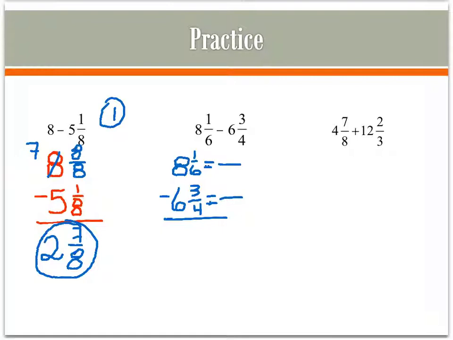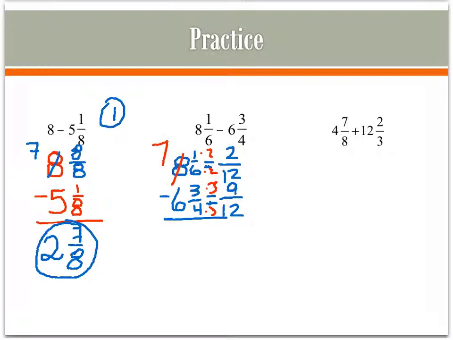Common denominator of 6 and 4 would be 12. 4 times 3 is 12, so 3 times 3 is 9. 6 times 2 is 12, so 1 times 2 is 2. Can't take 9 away from 2, so I'm going to borrow. Again, I remember 4 times 3, so I took that times 3. 6 times 2, so I took that times 2.